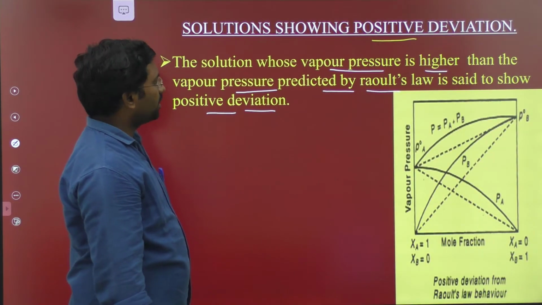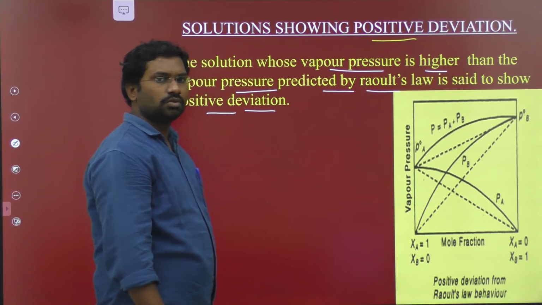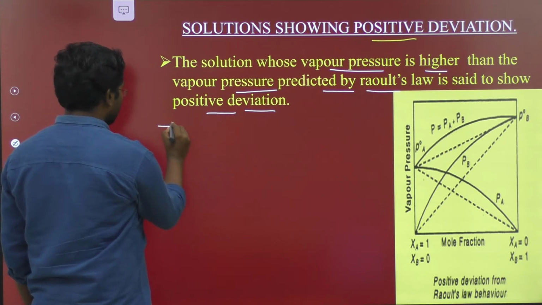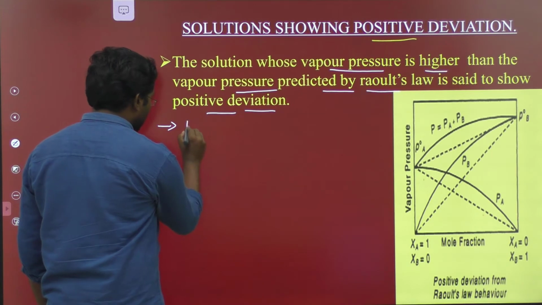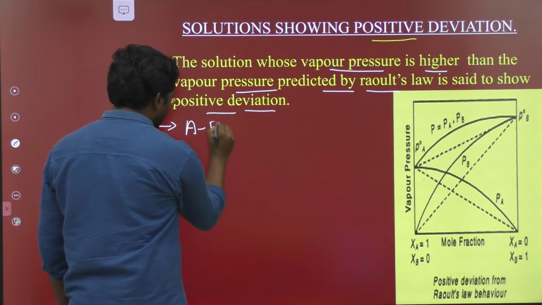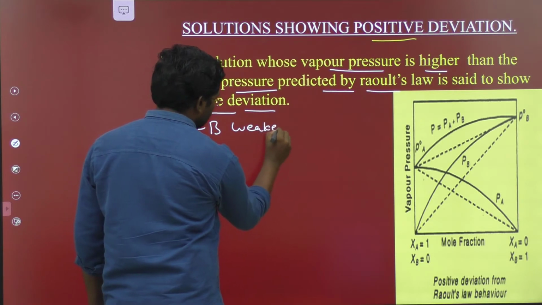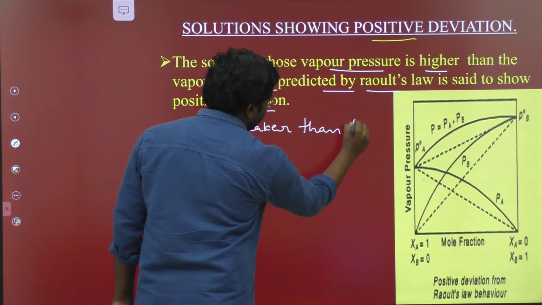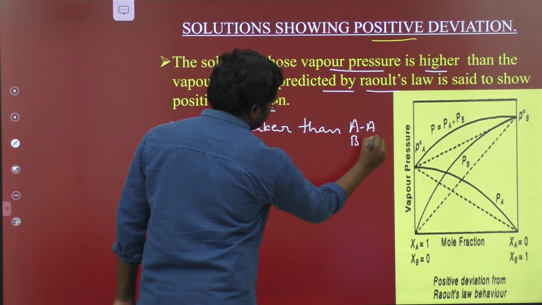And this is the graph regarding the positive deviation. First we have the conditions exhibited by this one. The first condition is: AB interaction is weaker than AA interaction and BB interaction.